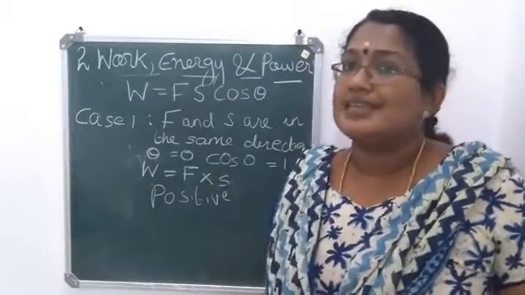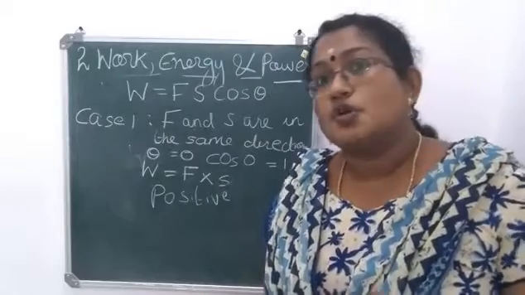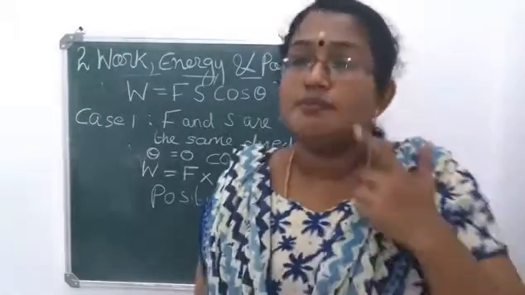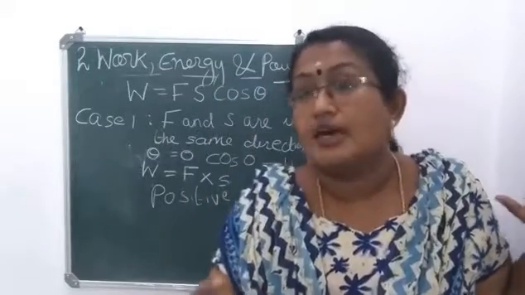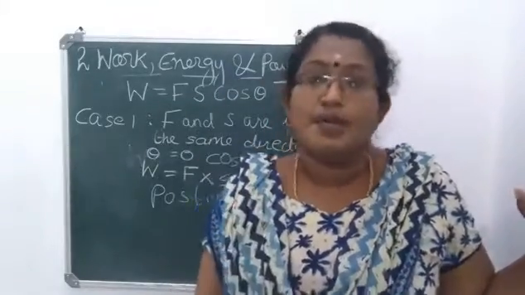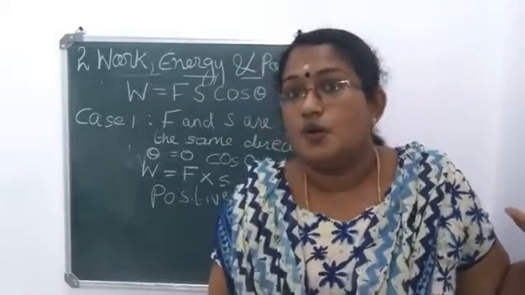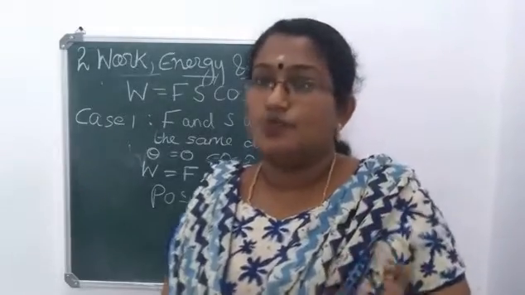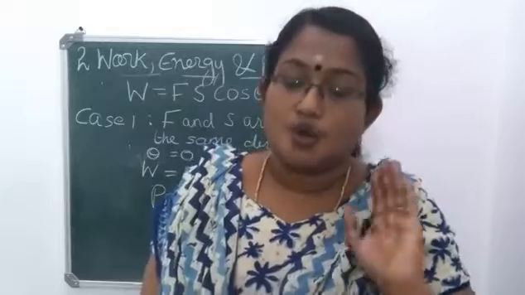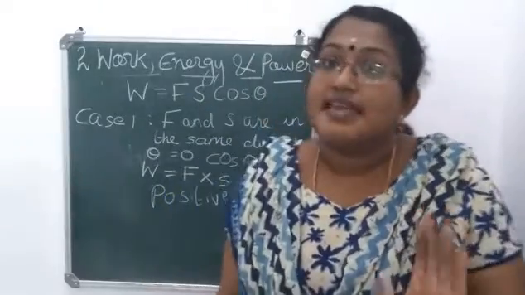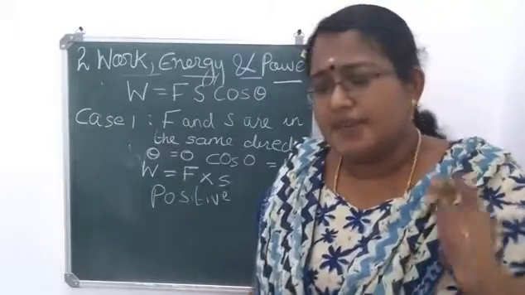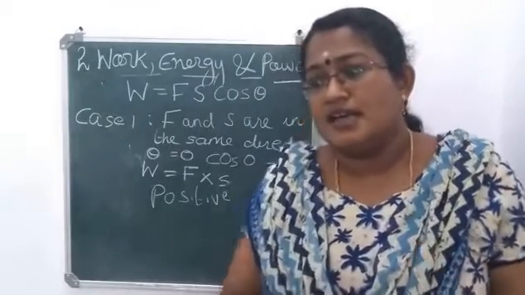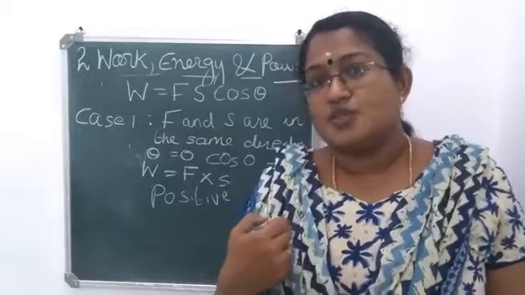Now we have two examples for this. Consider free fall. What is the importance of free fall? If a body is coming down only due to the gravitational force, we call it free fall. If the force acting on a falling body is only gravitational force, that is known as free fall. Now here, when a body comes down, who is exerting the force?